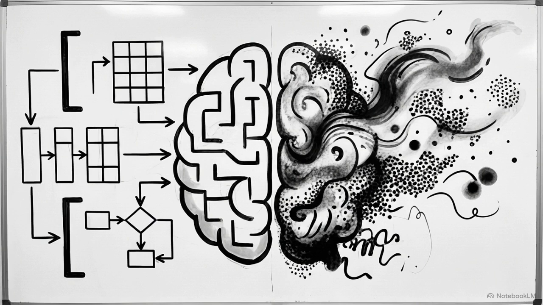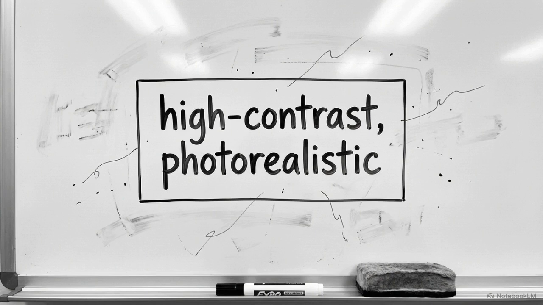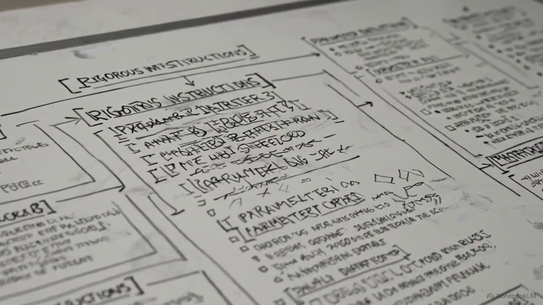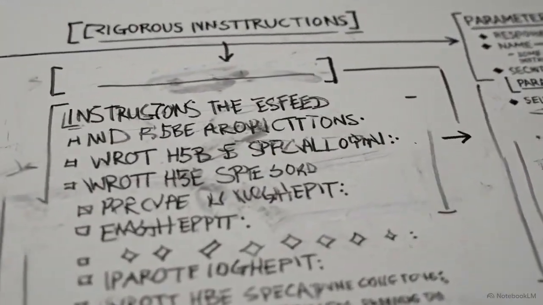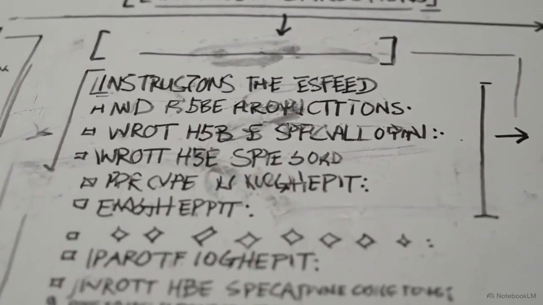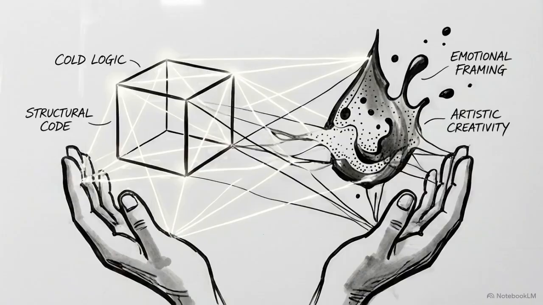Whether you are using structural markdown for data or poetic adjectives for an image, the objective is exactly the same: eradicate ambiguity. We have left the era of casual computing behind. Vague, single-sentence commands are obsolete when you are dealing with powerful predictive models. This is the new discipline of computing.